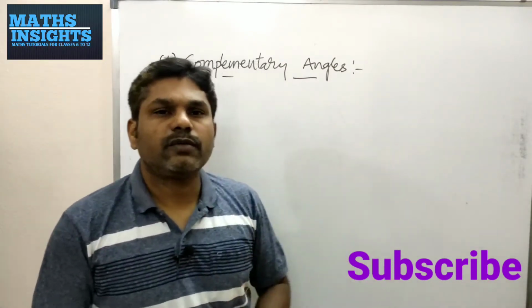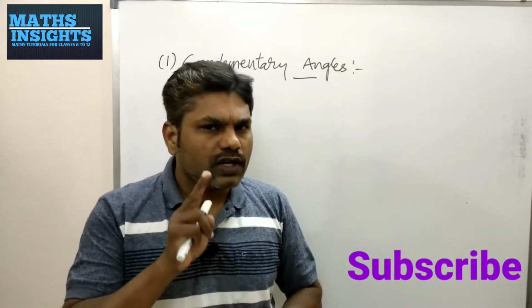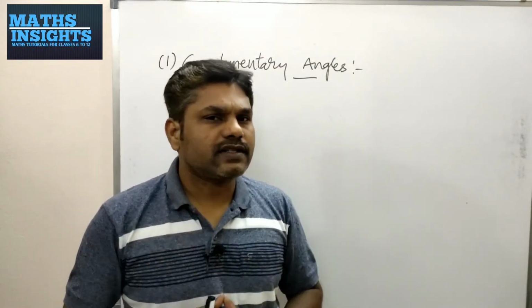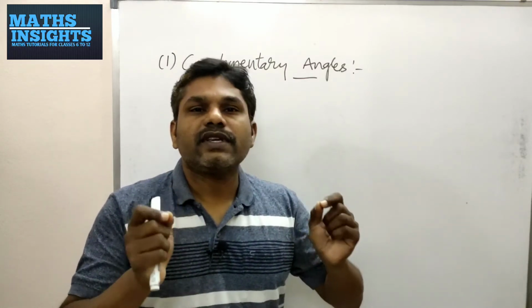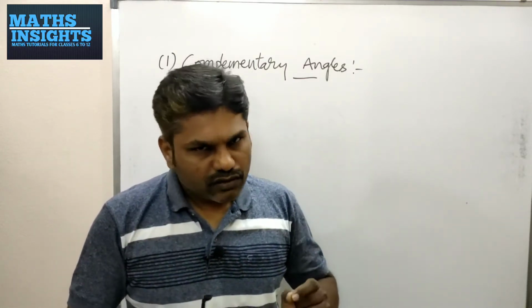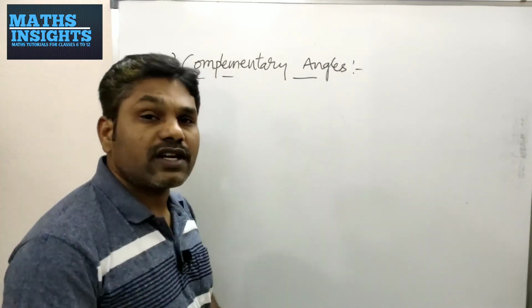Now, complementary angles. What is meant by complementary angles? Any two angles, only two, are said to be complementary if their sum is 90 degrees. So if you add those two angles, you may say that those two angles are complementary.